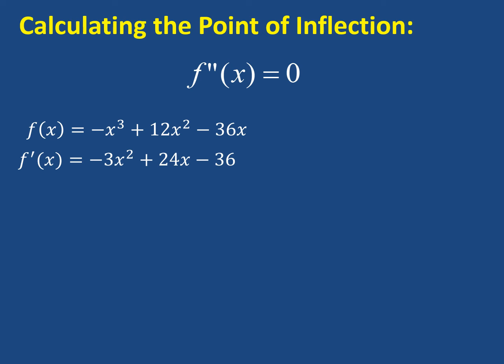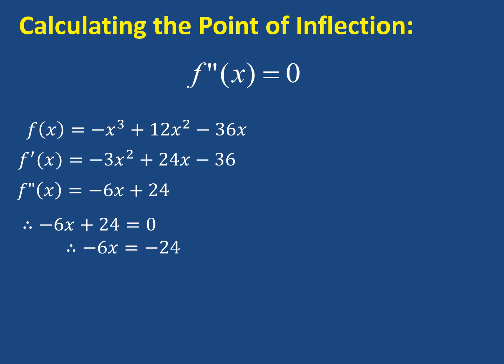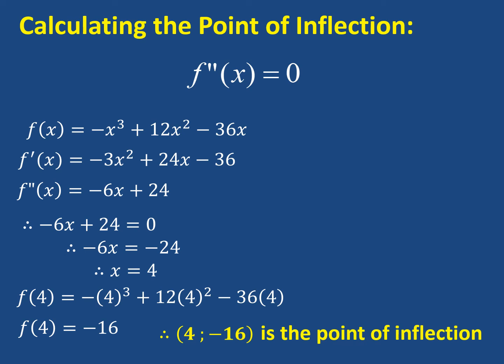The second derivative is just the derivative of the first derivative. So it will be -6x + 24. And if I make that equal to 0, I should be able to find the point of inflection. So we can take 24 over to the other side, divide by -6, and I get an x of 4. If I substitute that back into the original function, I will get the corresponding y value. So I can see that (4, -16) is in fact the point of inflection.